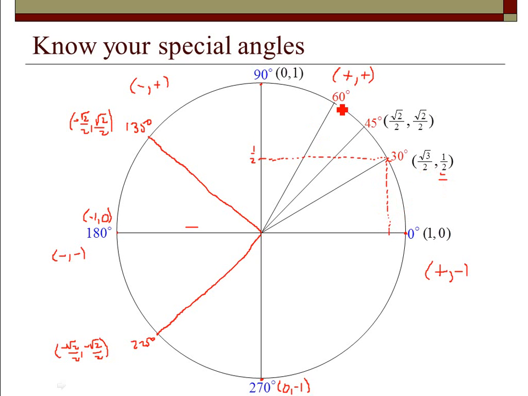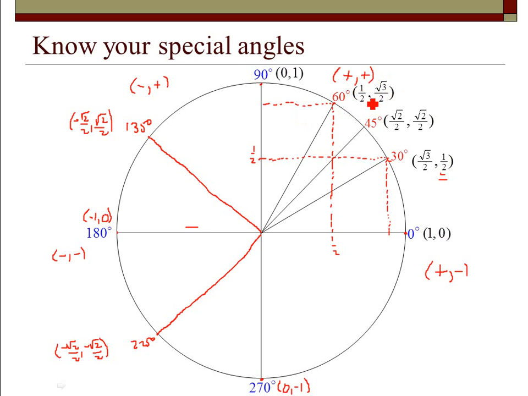If I look at 60, if I go down, I can see that it gets cut in half. That's 1/2. This one then must be the √3/2. Okay, so that's just understanding how the unit circle works, just in terms of finding your coordinates.